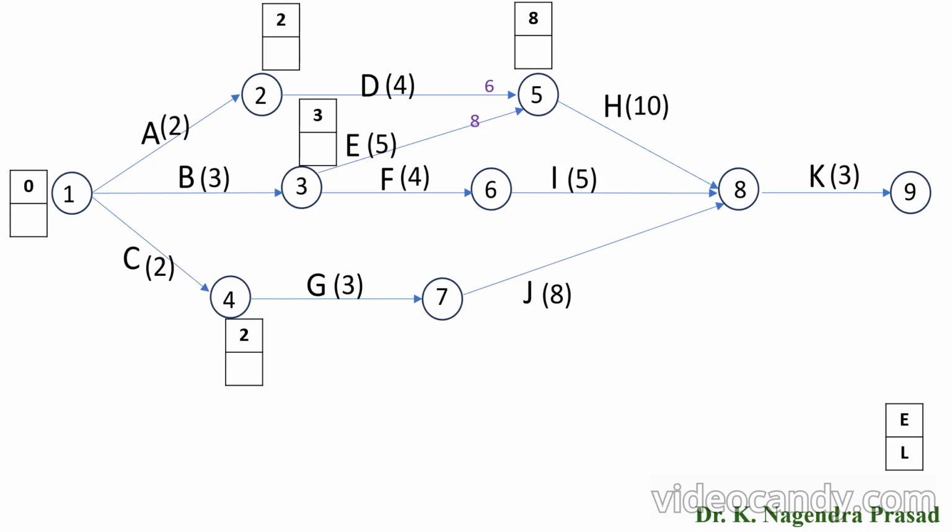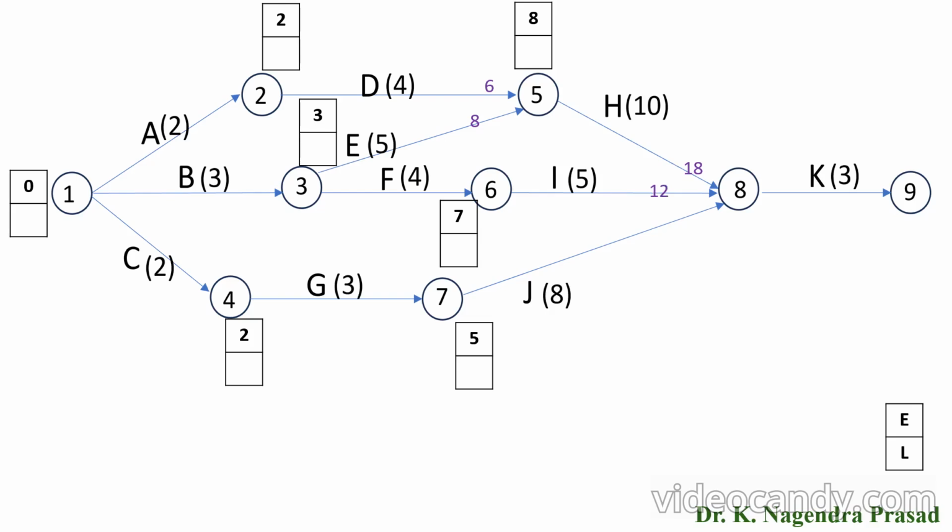Next we have to look for the activity F. Start time is 3 and finish time will become 3 plus 4, it is 7. Next we have to see for the activity G. Start time is 2 and finish time will become 2 plus 3, it is 5. Next we have to look for the activity H. Start time is 8 and finish time will become 8 plus 10, it is 18.